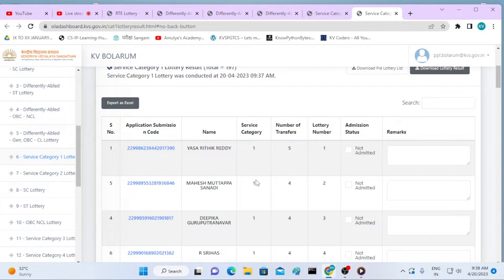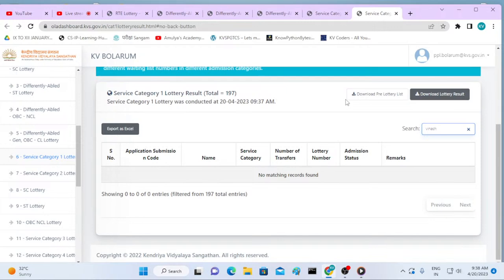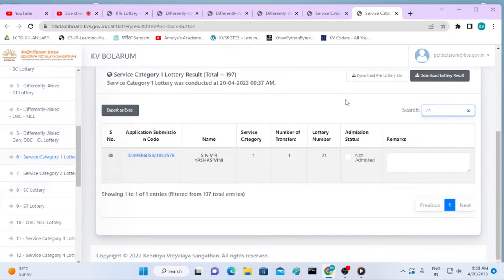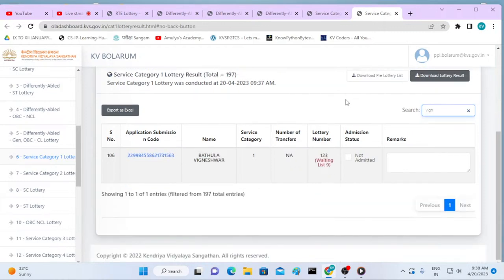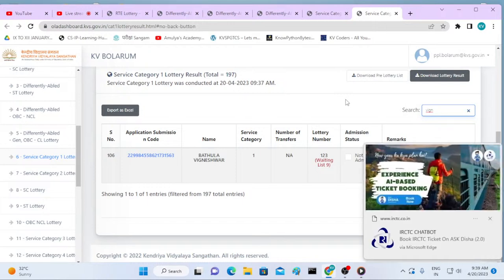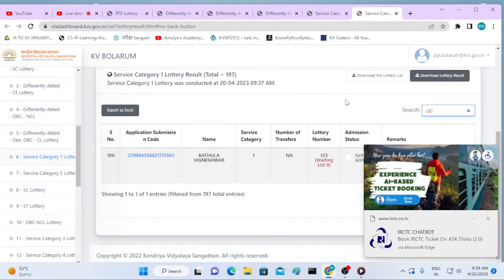The first one is Ritik Reddy. Spelling? V-I-G-N-E-S-H-W-A-R. Vigneshwar. Yeah. Waiting list 9. Your number is 123. Waiting list number 9. They will get some.